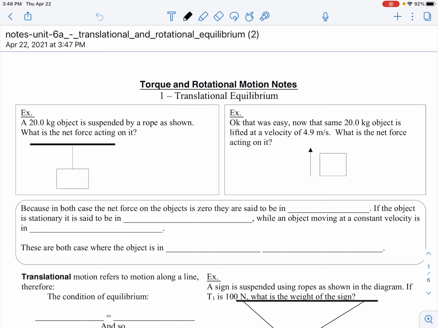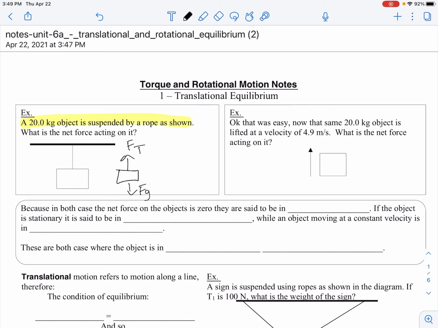All right. So, to start with a simple example as we talk about translational equilibrium. We have a 20-gram object suspended by a rope as shown. What is the net force? Okay, a couple things here. We have a force holding it up. That's going to be our force of tension. Obviously, we also have the force of gravity.